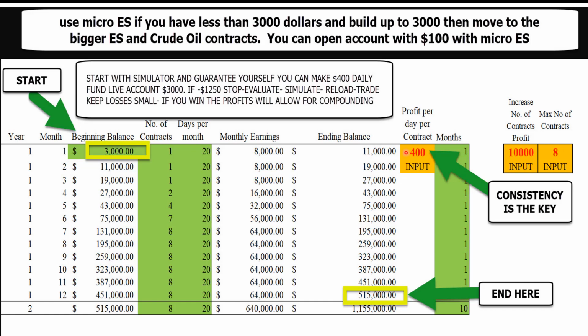You have to be able to put into practice the right look. Again, if you make $400 a day, you're going to average 8 grand on one contract. So you might spend a month or two on simulator and then you trade live. And if you spend just 3 months trading one contract, which is not a lot, and you actually make $24,000, then you can start ramping up your number of contracts. If and when you get to 8 contracts and you make 400 a day, you're looking at $64,000 a month. Nobody would be unhappy with that. Again, consistency is the key. You can start with as little as $300 on a micro ES. When you get to 3,000, you can move up to the big contracts.